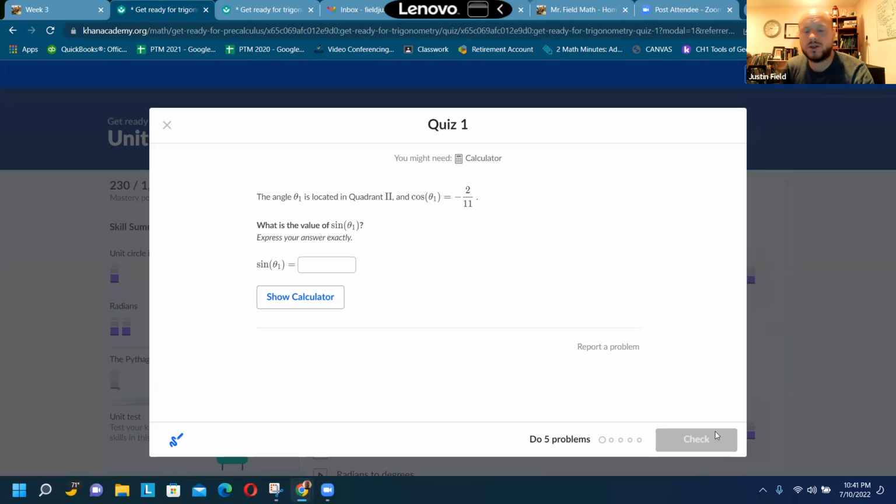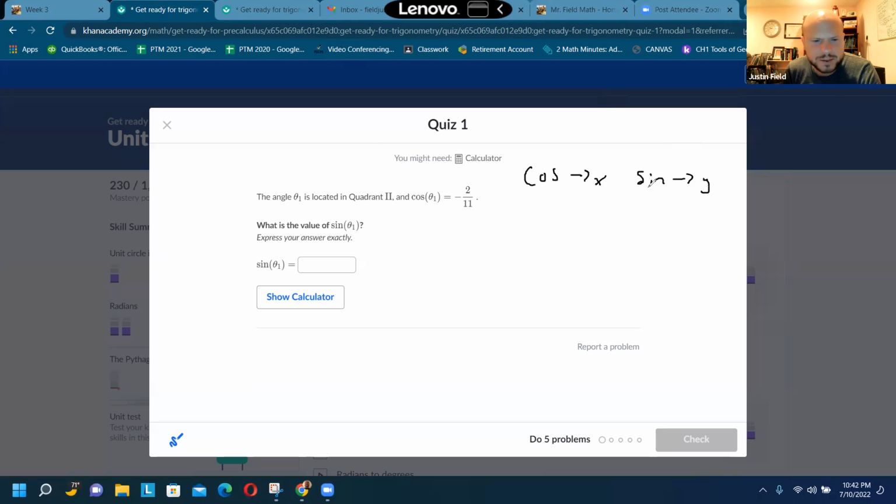Just so you know, trig is not going away. It's like the new fractions. Everyone that I know has a little bit of trouble with trig at least. But we know this. We know cosine is our x values, and we know sine is our y values. And we know we have a right triangle. We know we got SOHCAHTOA.